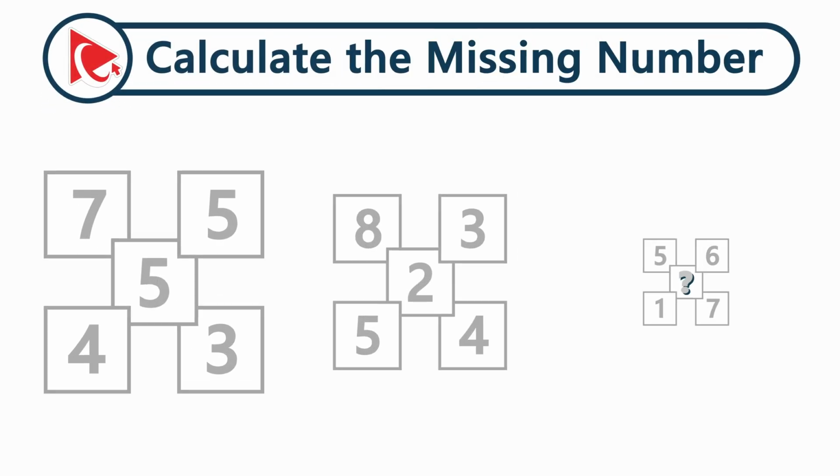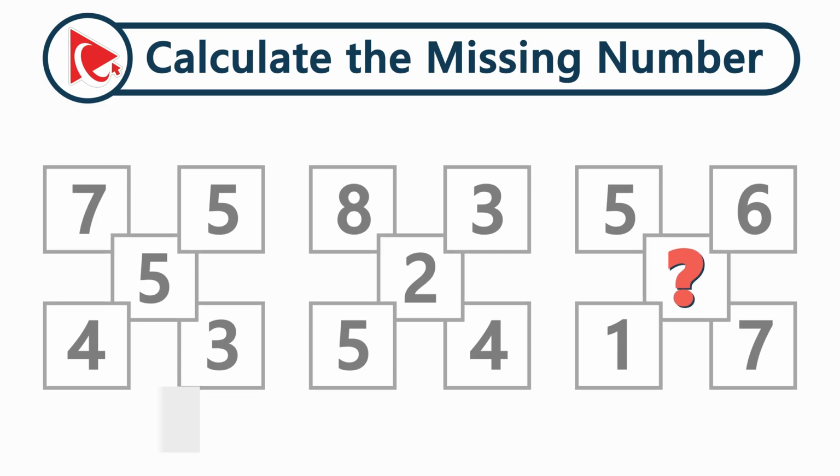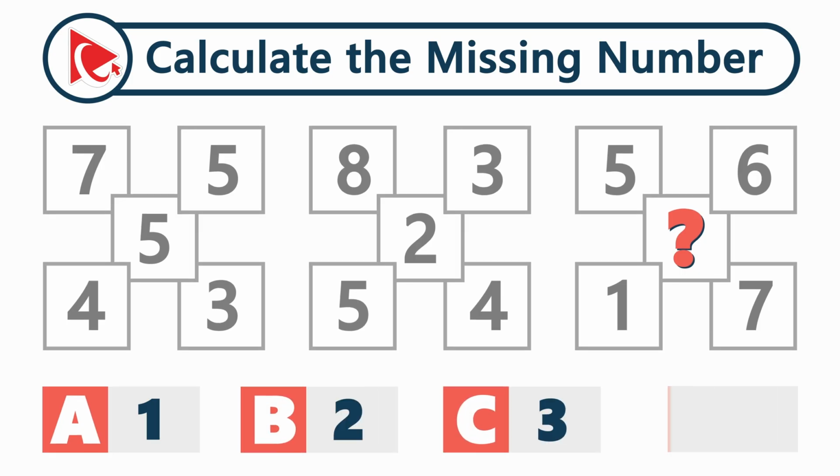You're presented with 3 shapes. Each shape has 5 magical squares with numbers inside. First shape has number 5 in the middle and numbers 5, 3, 4, and 7 on the outside. Second shape has numbers 3, 4, 5, and 8 on the outside, and number 2 in the middle. And then the third shape has numbers 6, 7, 1, and 5 on the outside, and missing number in the middle, which you need to calculate and select your answer out of 4 possible choices. Choice A, 1, choice B, 2, choice C, 3, and choice D, 4.